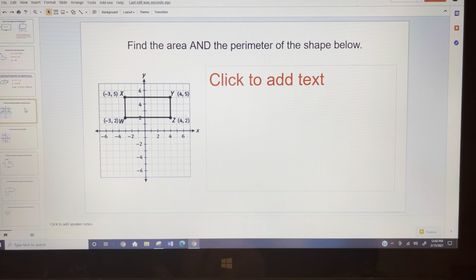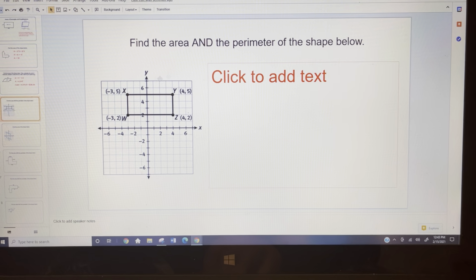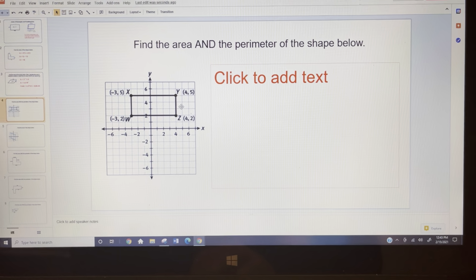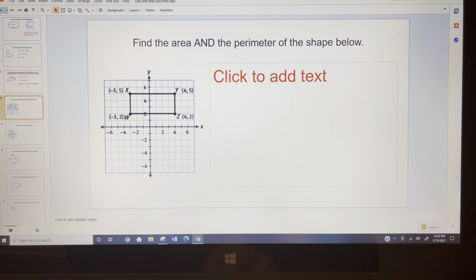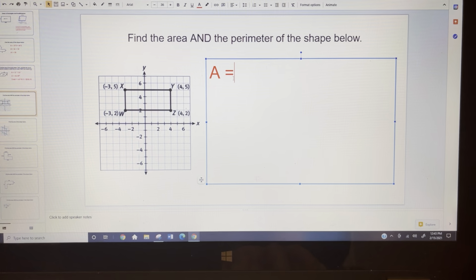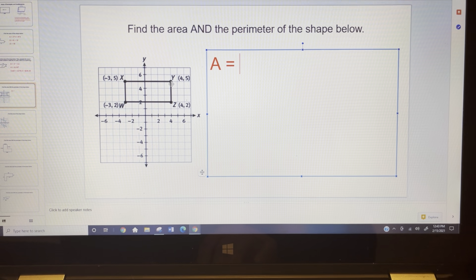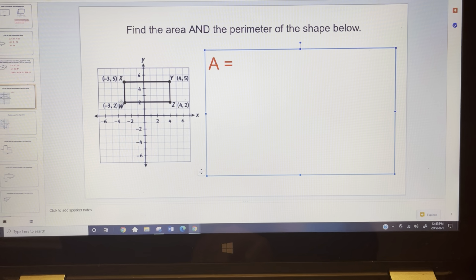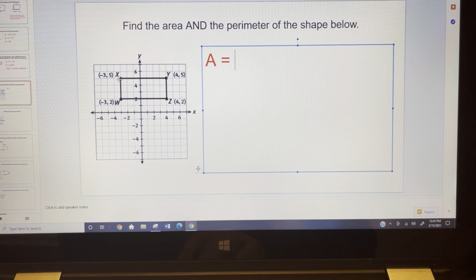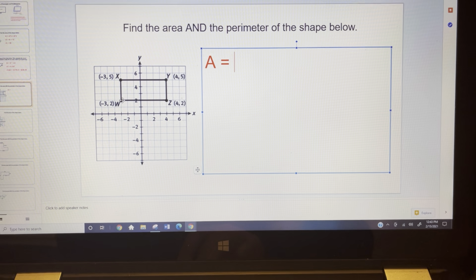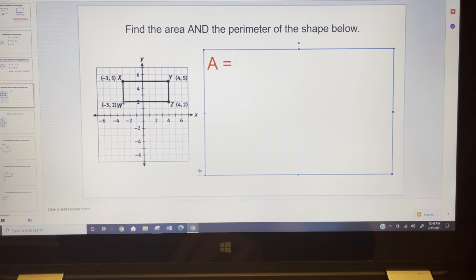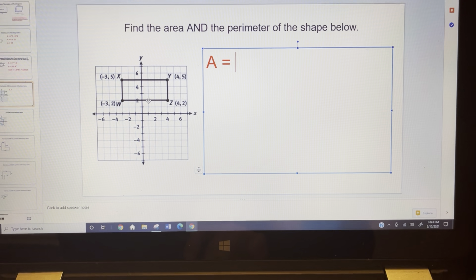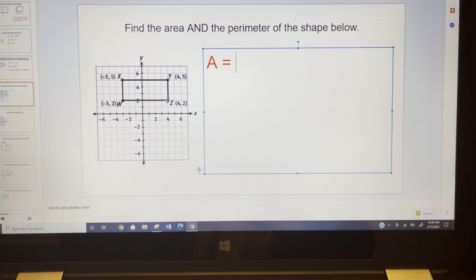The next slide says find the area and the perimeter of the shape below. It has all these coordinates and stuff, but you don't need that. All you need to do is count along the edges. So for the area, I know that I need base times height. I can count each of those because they're on the straight lines here. You can start at X and count to Y, or start at W and count to Z. Either way, that base is 1, 2, 3, 4, 5, 6, 7.